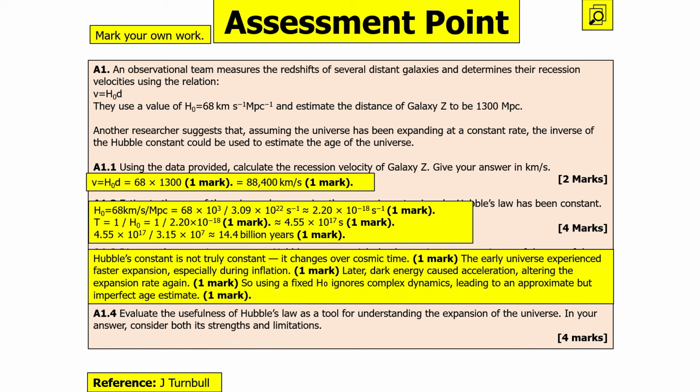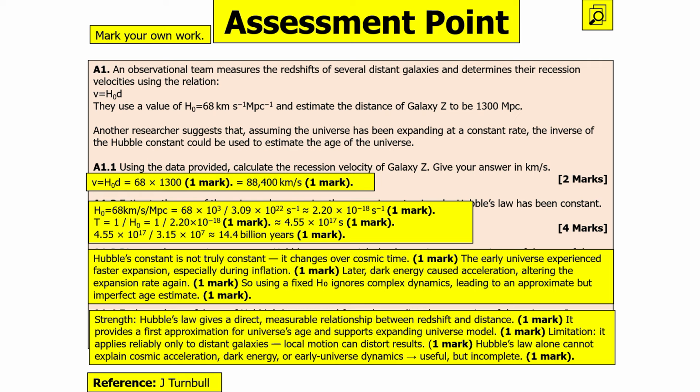Now, Hubble's constant is not truly constant. It changes over time. The early universe experienced faster expansion, especially during inflation. Later, dark energy has caused acceleration, altering the expansion rate again. So a fixed Hubble constant ignores complex dynamics, leading to an imperfect age estimate.